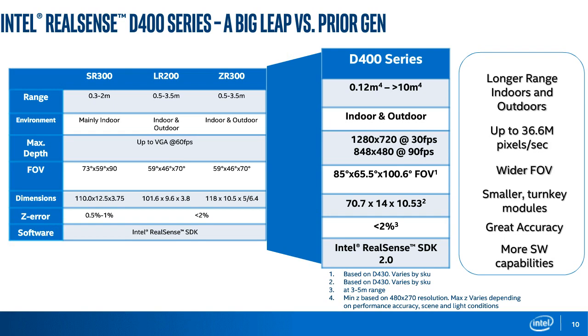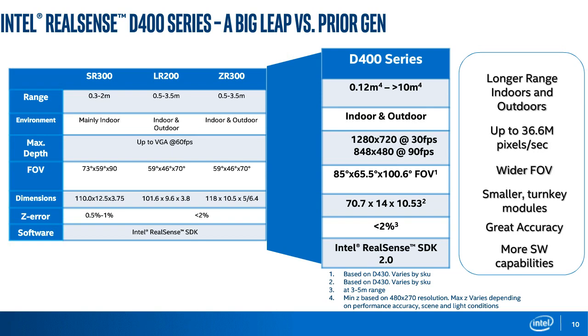You can also see our depth runs at 30 frames per second at 720p, or you can go down to 480 and get 90 frames per second. 85-degree field of view, that's our wide field of view. The dimensions are very small, and everything comes with our new RealSense SDK that we are constantly updating.